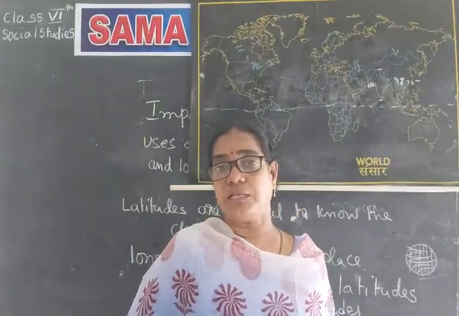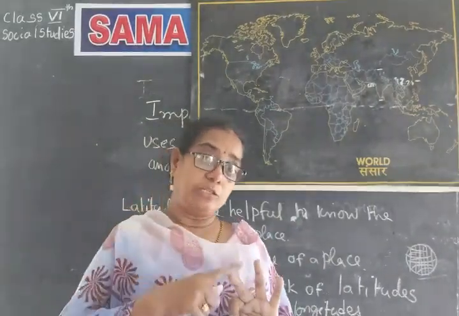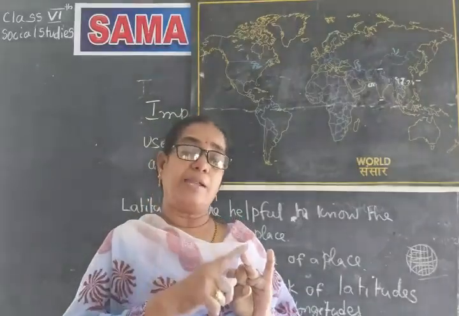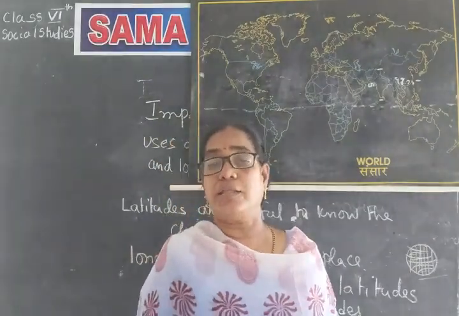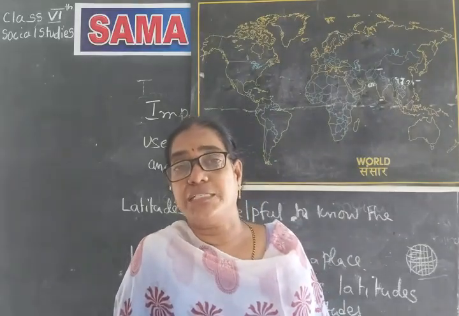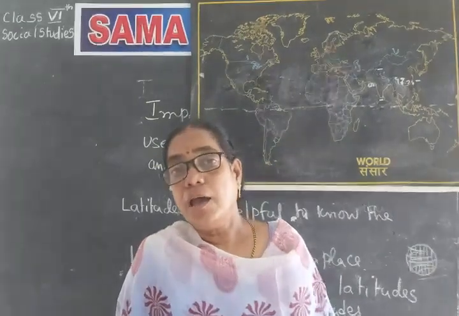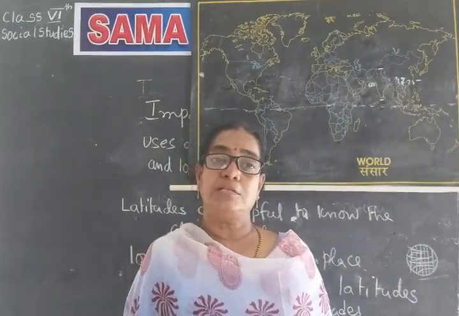I told you three things. Latitudes are helpful to know the climate of your place. Longitudes are helpful to know the time of your place, and latitudes and longitudes together are helpful to locate the place. You all know that the time of India and America is not equal. Our time is ahead of the American time. Why? Because of the longitudes. All these things we learn.